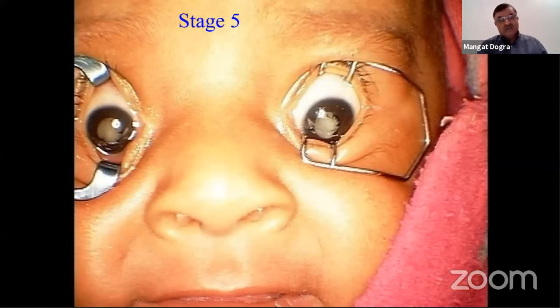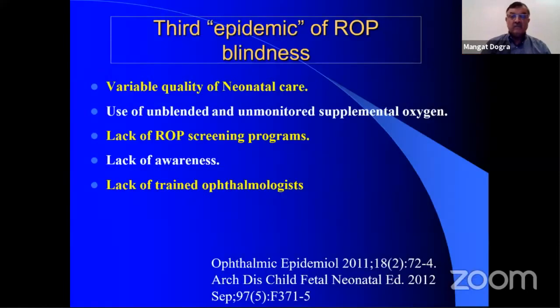I see some of these kind of children, almost 4 to 5 every week. This is not a lens, my friend. This is a retina behind the lens. So nobody can do anything here. This child has to be blind.